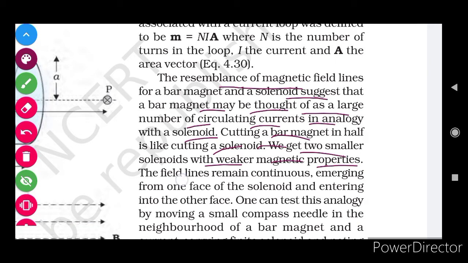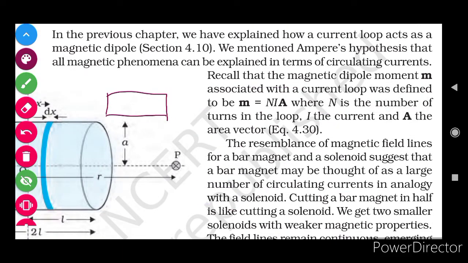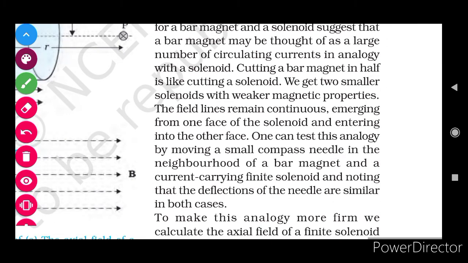The field lines remain continuous, emerging from one face of the solenoid and entering into the other face. For a bar magnet, they emerge from one face and go to the other; it is continuous. Outside, the direction is from north to south, and inside it is from south to north. So it is similar to the case of a solenoid.